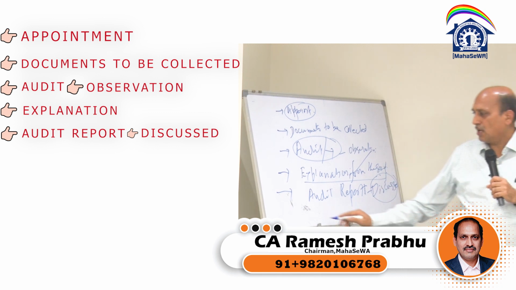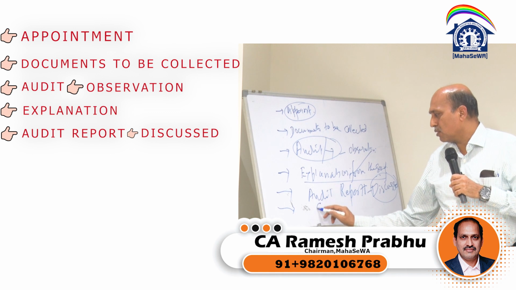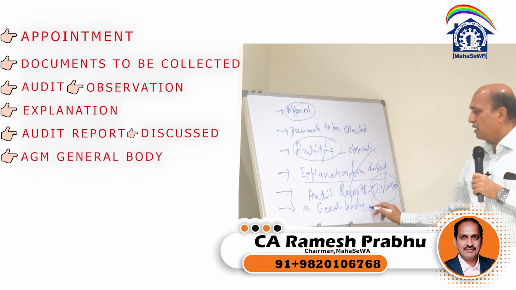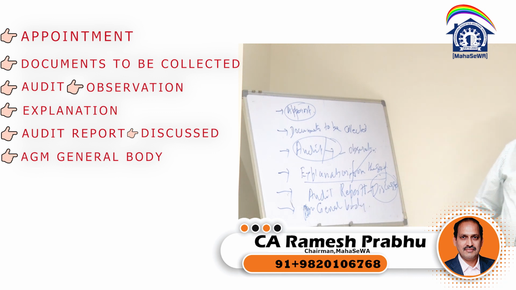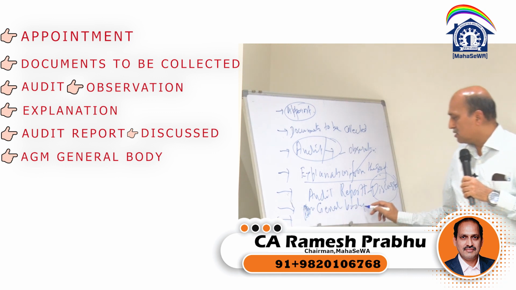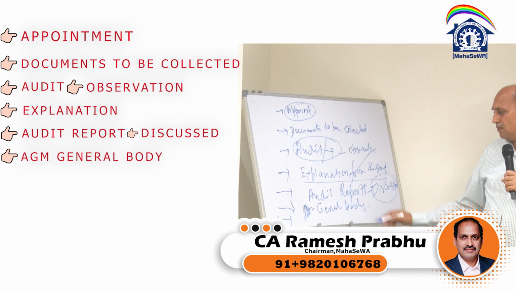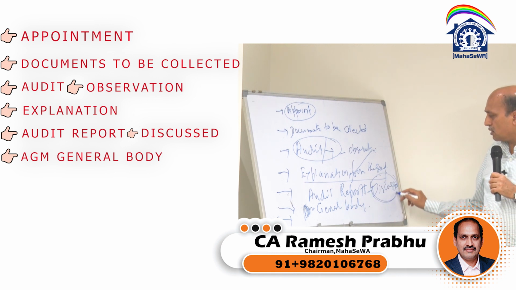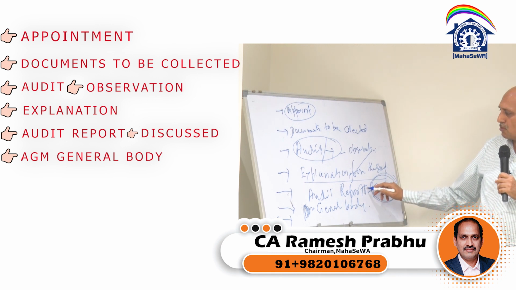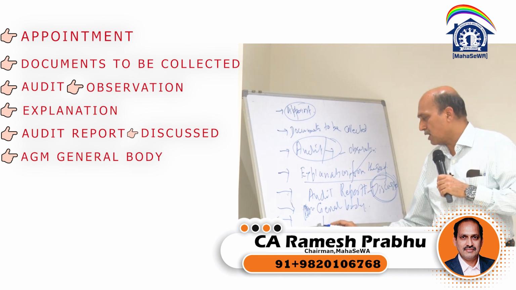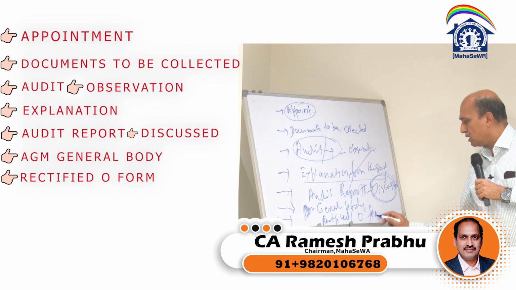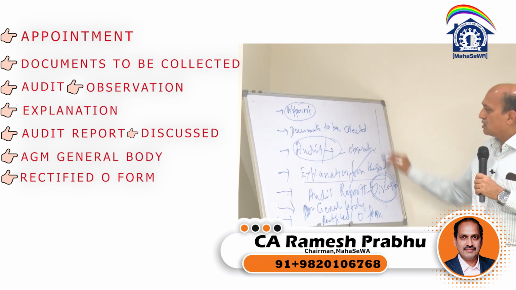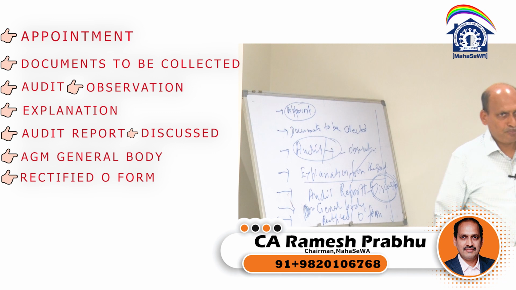Once the audit report is done, that of course will be placed before the general body. Normally it is the AGM, the annual general body meeting, in which it will be kept. And thereafter, whatever observations or remarks we have pointed out in the audit report need to be rectified. Once this is rectified, we also file the O form, that is the audit rectification report. So this is the cycle of the audit.